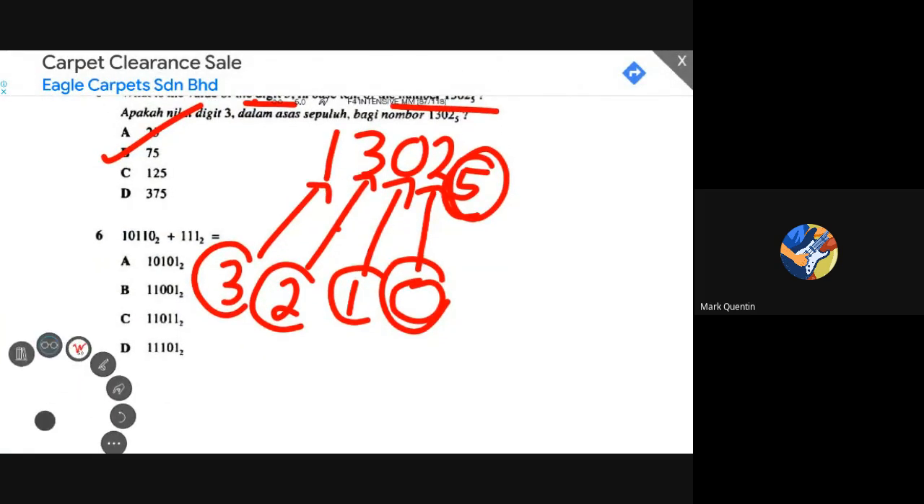Okay, so next one, we go plus. Come. Can you all try this? Without calculator, tanpa menggunakan calculator. Cuba buat secara manual.